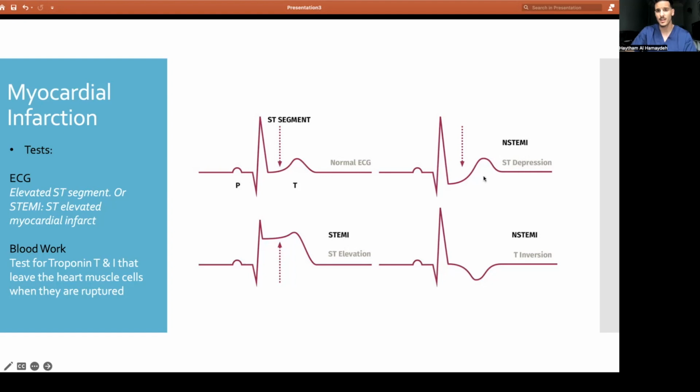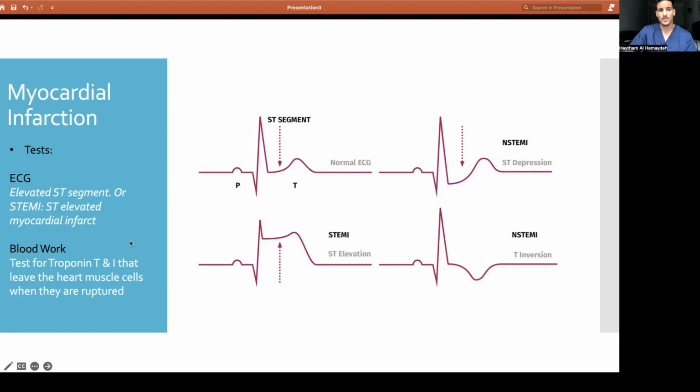And so it may be seen in two ways: the ST segment of the ECG is depressed, or the T wave is inverted. And so NSTEMI and STEMI, both of them show us signs of myocardial infarction. The long form of STEMI is basically ST elevated myocardial infarction.